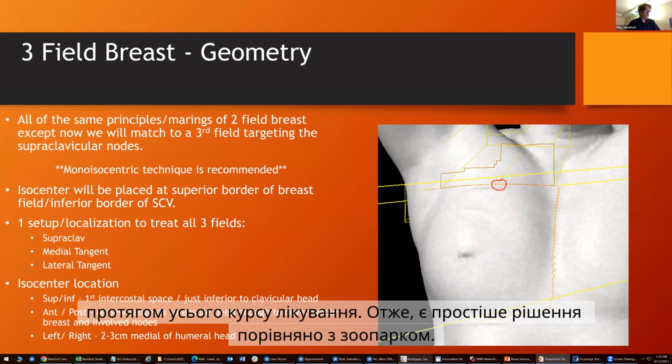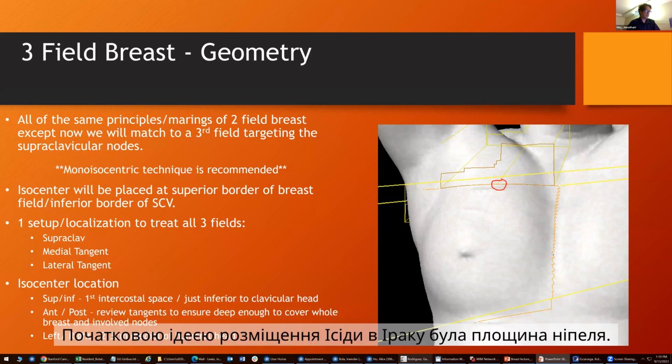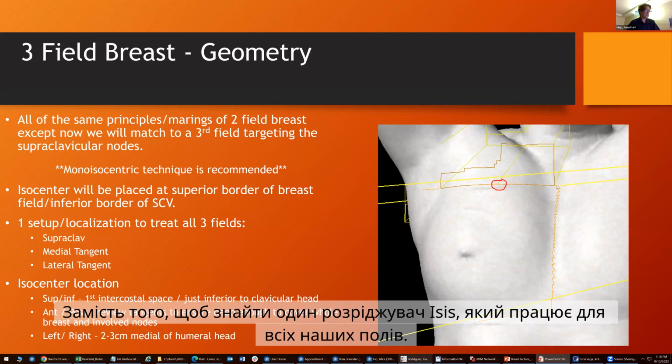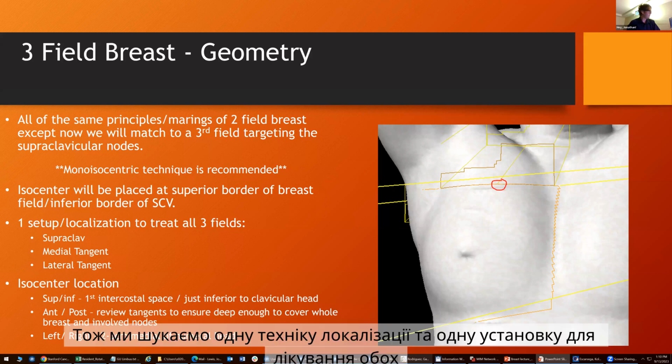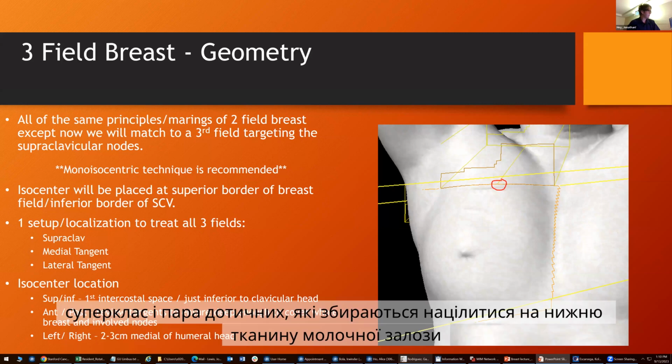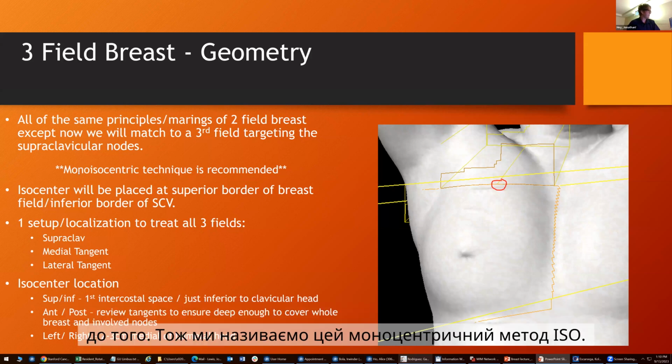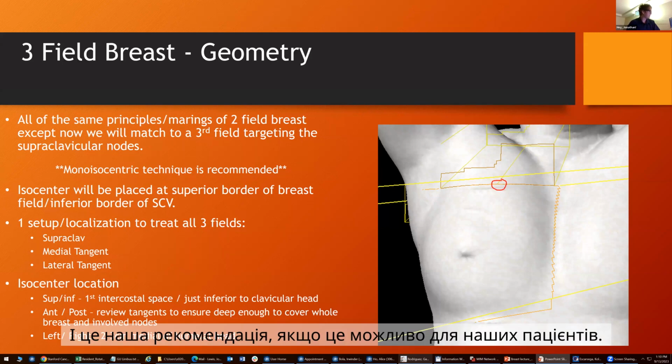As compared to the original idea of putting the isocenter at the plane of the nipple, we're instead going to find one isocenter that works for all of our fields. So we're looking for one localization technique and one setup to treat both the superclav and the pair of tangents, which are going to target the breast tissue inferior to that. So we call this monoisocentric technique, and this is our recommendation where feasible for our patients.